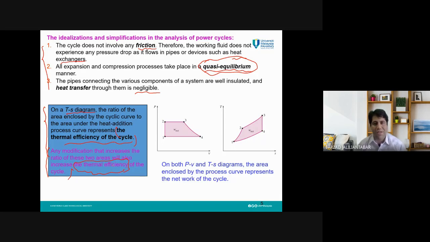How can we increase that? First, we need to understand the cycle. First, we need to know how we can calculate the thermal efficiency of the cycle. Then we can locate the places which we can change to increase this thermal efficiency. For example, if we reduce the friction, for example, we reduce irreversibility, then thermal efficiency will increase. If we reduce, for example, heat transfer losses, then we can increase the thermal efficiency.